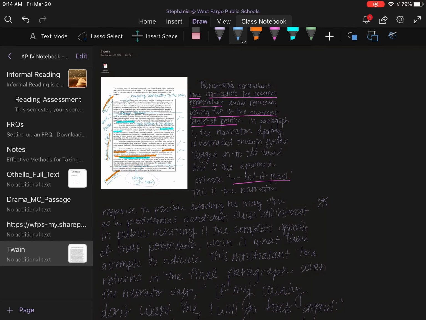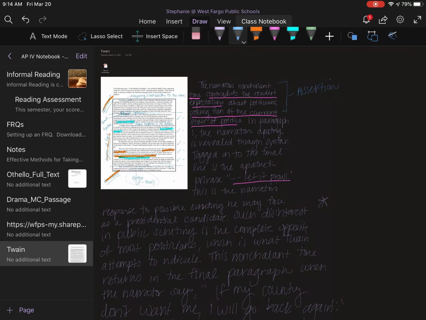Okay, so like I said, right here, this is my assertion. Clearly says that the technique I'm talking about is tone, particularly a nonchalant tone, and to what effect. So it says the narrator's nonchalant tone contradicts the reader's expectations about politicians, poking fun at the current state of politics. Okay, I have that ending purpose, I have the technique, very clearly stated. Then I go into a transition sentence before evidence.